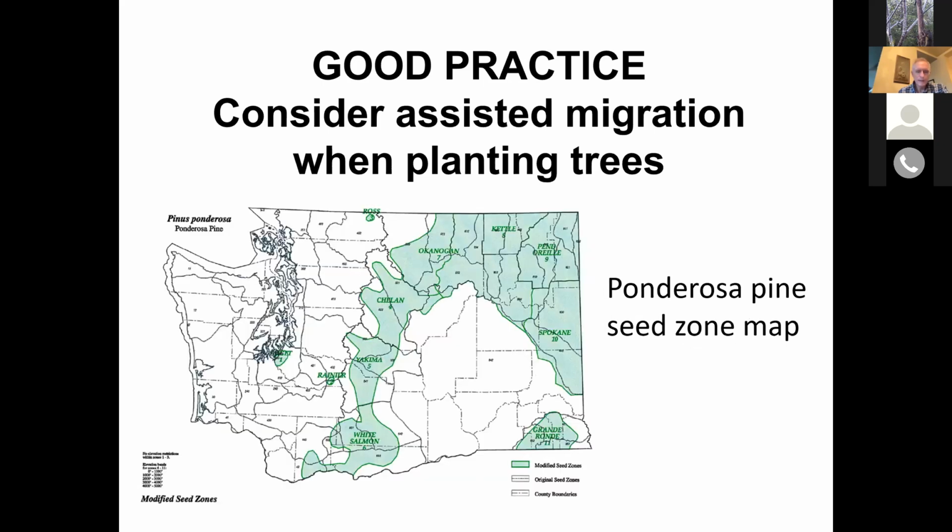And just to show you here a seed zone map for ponderosa pine. Each of the names in darker green there indicates a seed zone. So if you're living up in the Okanagan region, you might consider planting ponderosa pines from Chelan seed zone, or even farther south in the Yakima and so forth, just to diversify your mix of that particular species.